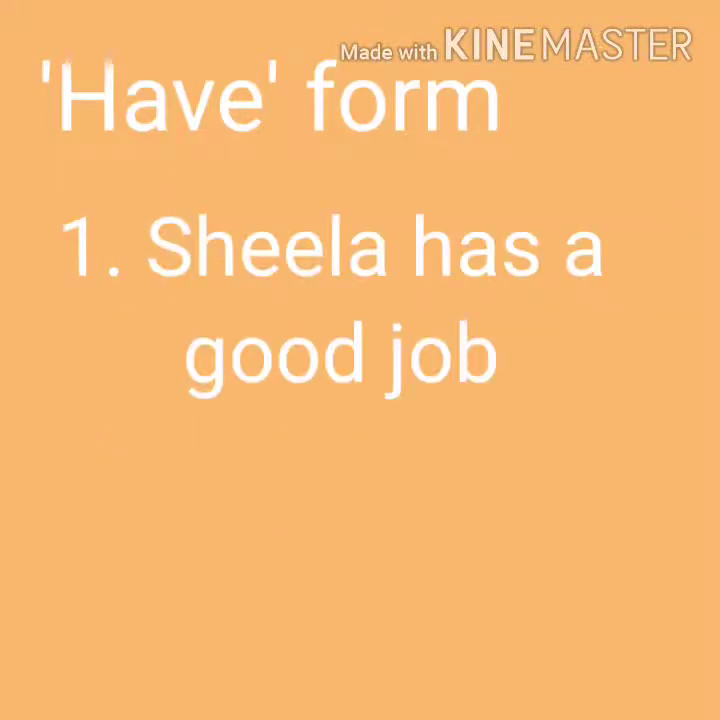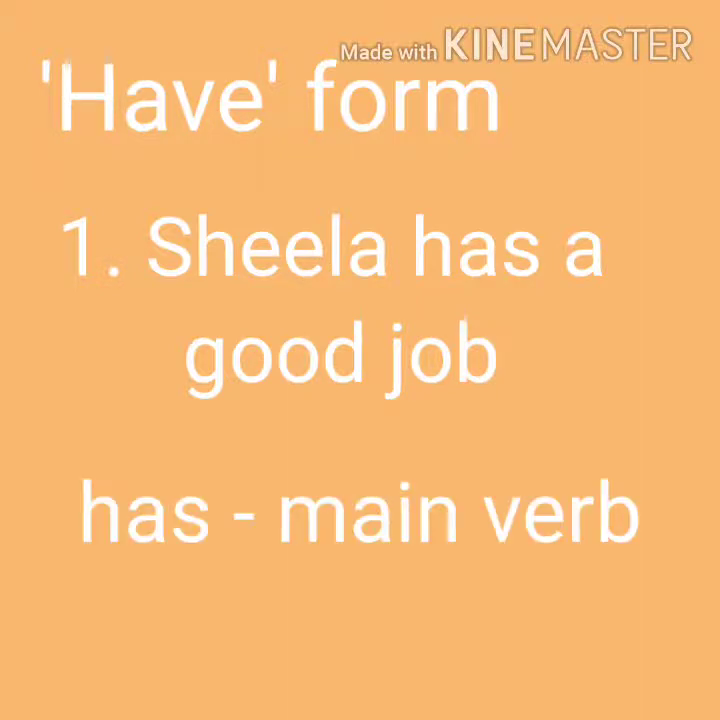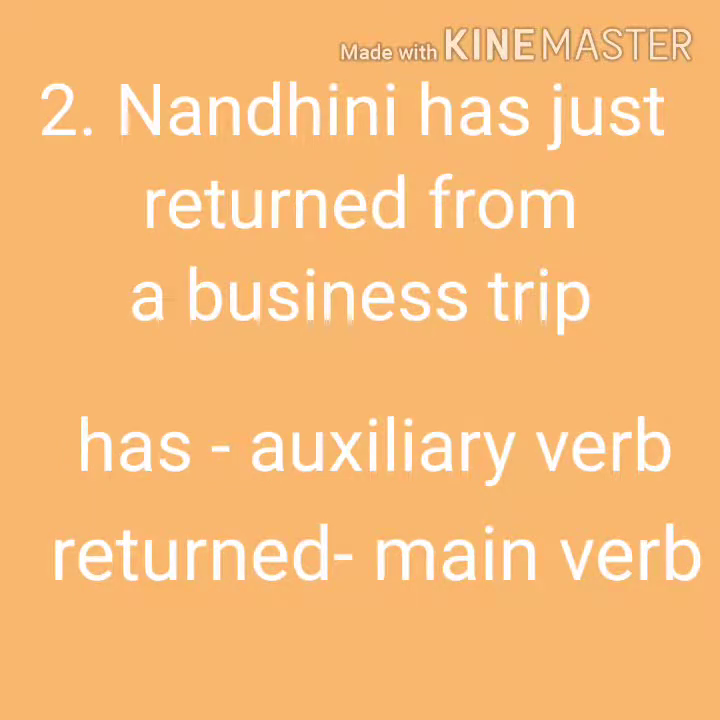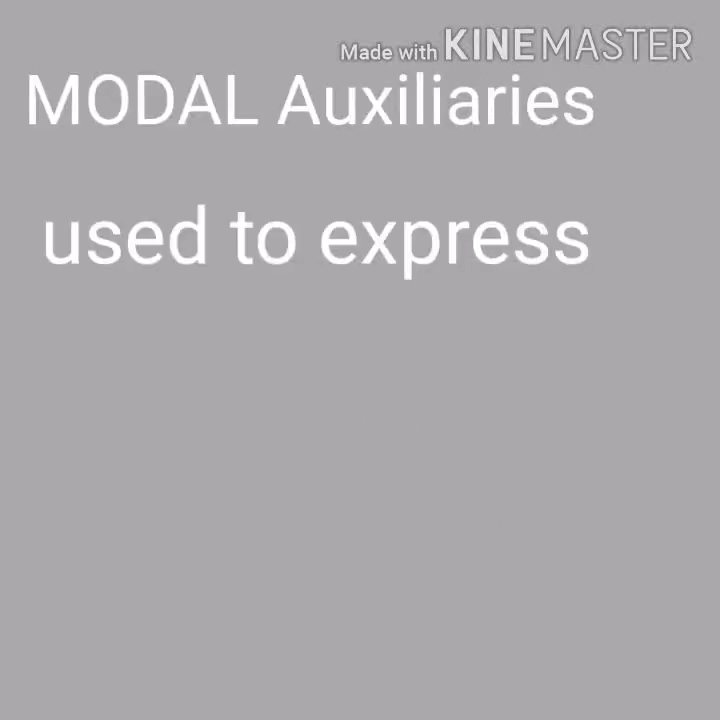Let us see an example for have form of the verb. Sheila has a good job. In this sentence, has acts as the main verb. Nandini has just returned from a business trip. In this sentence, has returned is the verb, whereas has acts as the auxiliary verb and return is the main verb.